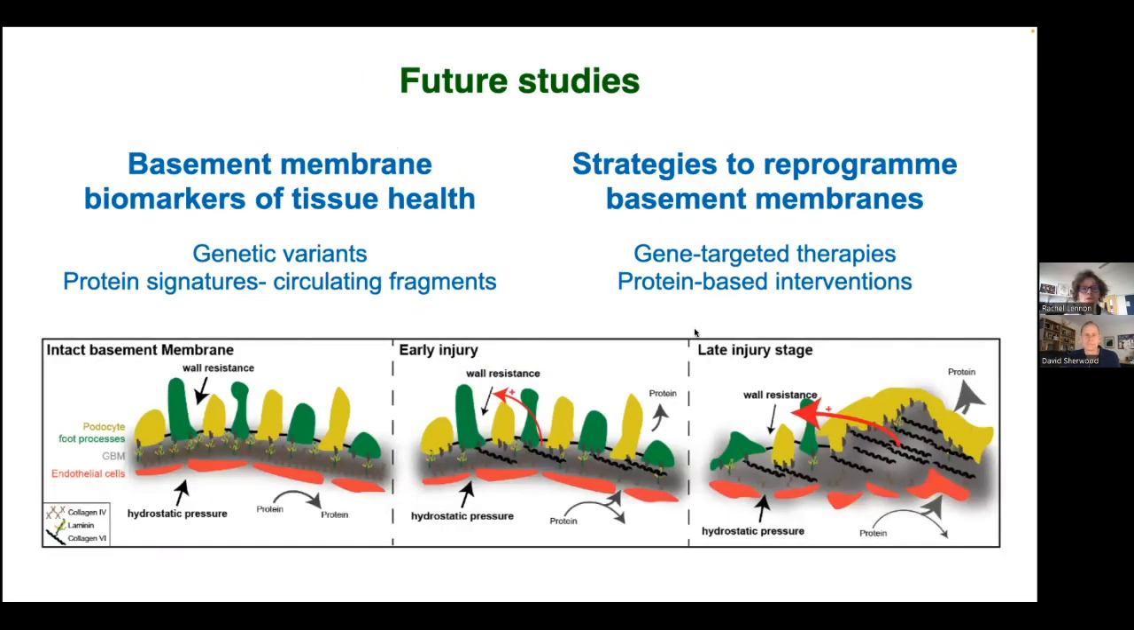Yeah, so what we want to know is whether there are basement membrane biomarkers of tissue health that could help us determine whether basement membranes are intact in early or late stage injury. We also want to know how to fix the problem. So can we use our knowledge of basement membrane biology to design strategies to reprogram basement membranes? And that could be with gene targeted or protein-based interventions.